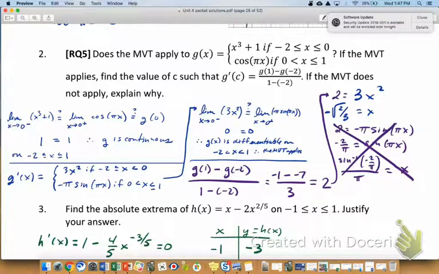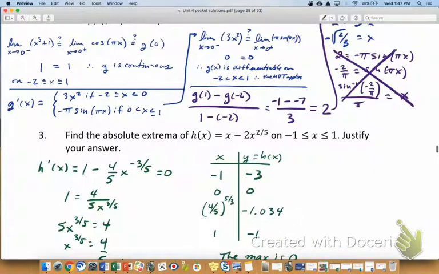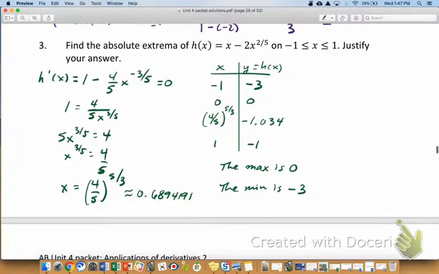Okay, then here's number 3. And you can tell I used my calculator a bit on number 3 as well. Please check that out. I've got all my candidates in the table, and I got my outputs in the table. H prime, there we go. H prime doesn't exist at 0. And that actually ends up being the max, doesn't it?